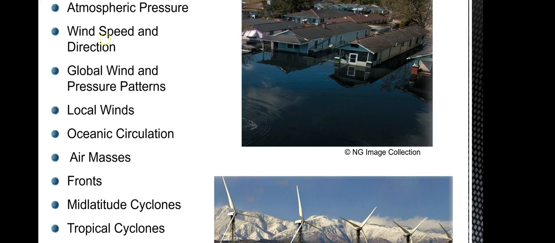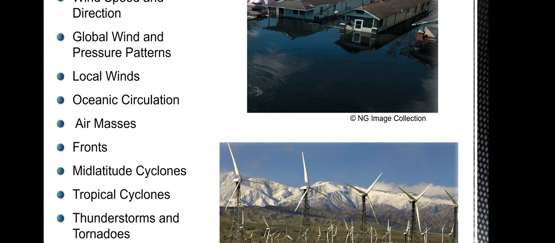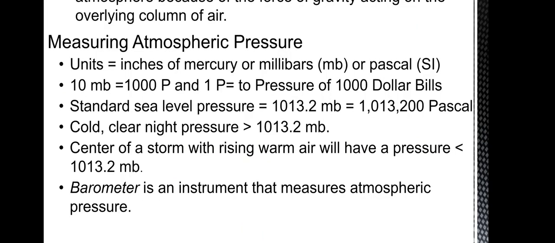We're also going to learn about wind speed and direction, global wind and pressure patterns, and local winds that we have, like for example, in the western United States and in Southern California, where we have very specific local wind patterns. We'll bring in why oceanic circulation is so important in these processes as well, air masses, and then talk a little bit about some of these weather systems as well. So let's go ahead and get started.